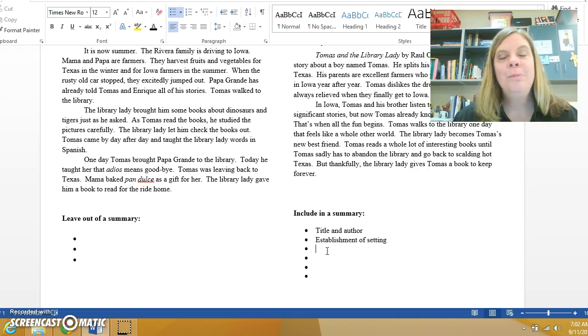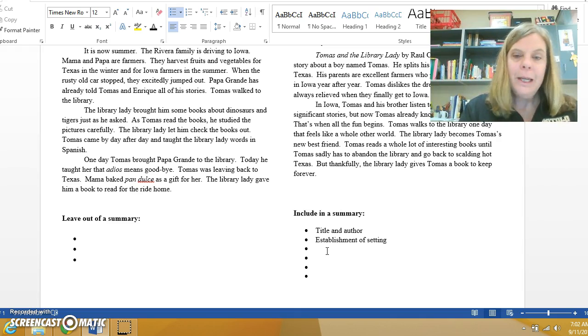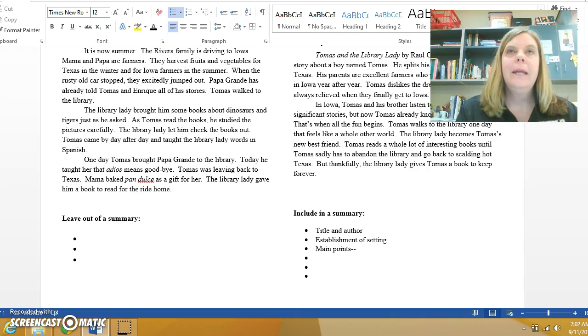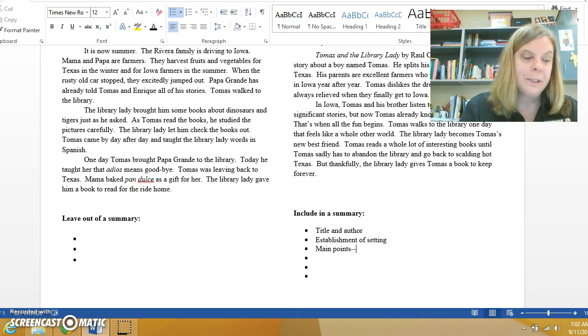But you want to give a real brief idea of where and when the story takes place. Next thing you want to do is include just a few of the main points of the story. And this is where it's a judgment call on your part as to what is considered a main event or an important event. My caution is that you don't want to go overboard and include too many details.